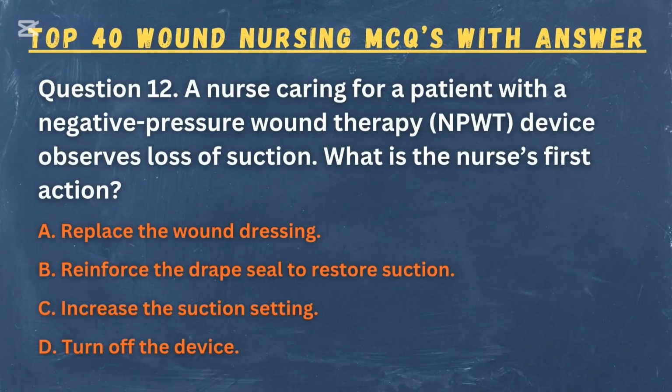Question 12. A nurse caring for a patient with a negative pressure wound therapy (NPWT) device observes loss of suction. What is the nurse's first action? A. Replace the wound dressing. B. Reinforce the drape seal to restore suction. C. Increase the suction setting. D. Turn off the device.